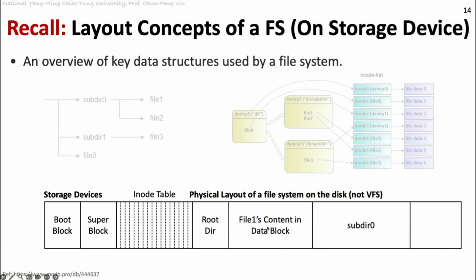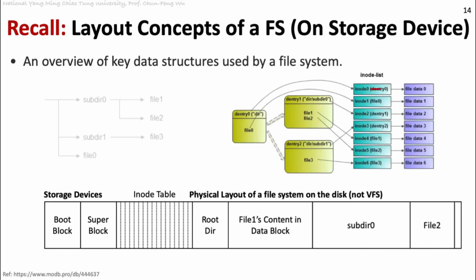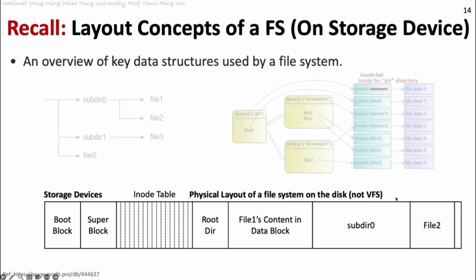But how about this subdirectory 0? Because this is a directory, and we say that in Linux a directory looks the same as a file. Actually it looks like this. Oh, I think this is not important. Let's skip it and come back to it later. So for a directory, the data block becomes a directory block.